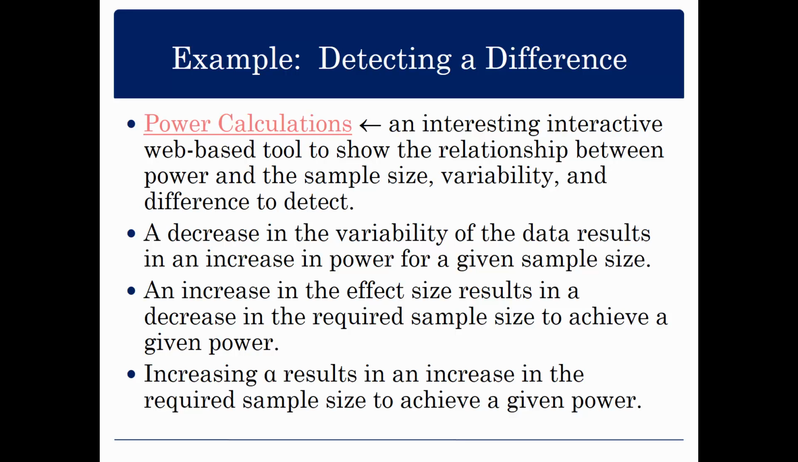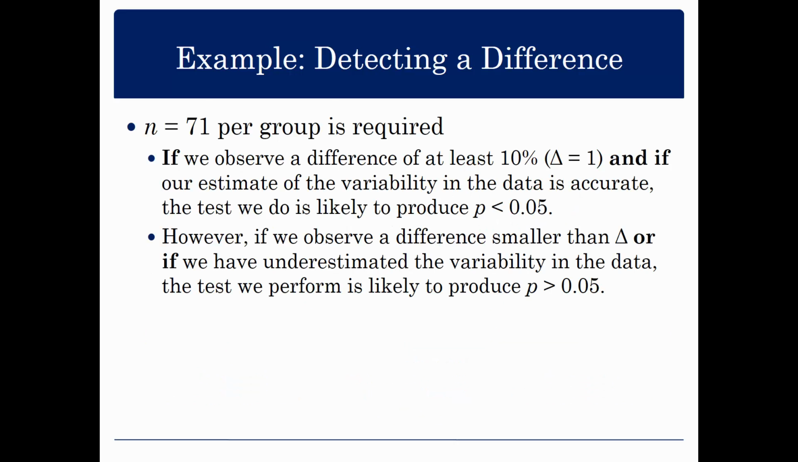It's really neat to play around with because it shows you the relationship between power, sample size, variability, and the difference. But the idea here, I wanted to emphasize this for a moment, is the term likely to produce. Not guaranteed, but likely to produce a p-value either smaller or larger than 0.05. The p-value is a function of sampling variability, and what it's trying to quantify actually is the sampling variability here, in some way.